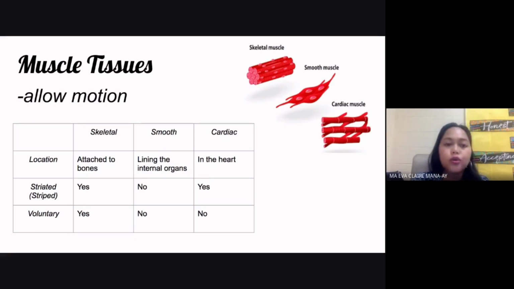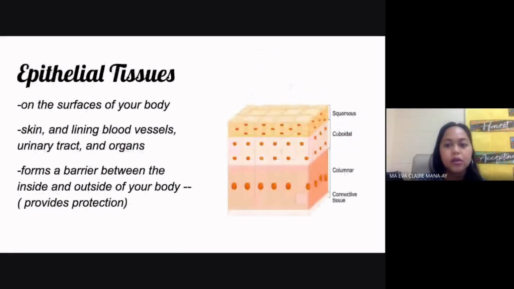Okay, now we go to the second type of tissue that we have here, and this is your epithelial tissues. Okay, so this can be found on the surfaces of your body. Most importantly, this can be found on the skin, but not only there, you can also find this lining your blood vessels, your urinary tract, and your organs. Now, these are very important because they form a barrier between the inside and outside of your body. Hence, it provides protection against viruses, against foreign objects, okay, that would like to harm your body. So again, that's your epithelial tissue. This is found on your skin and also the surfaces of your body, forms a barrier between the inside and outside of your body.